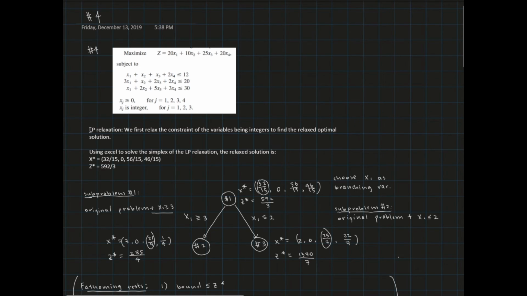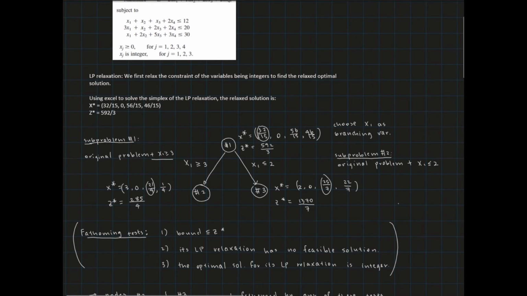We first start by using LP relaxation to find the relaxed optimal solution with the simplex method. By ignoring this final constraint saying that x1 through 3 have to be integers, we can just use the simplex method to solve this problem. I plug this into Excel to solve the simplex of the LP relaxation, and then I get this relaxed solution. Now, this doesn't look very pretty. Obviously, the variables that need to be integers are not integers, but it's a great starting point. So let's make this our first node.